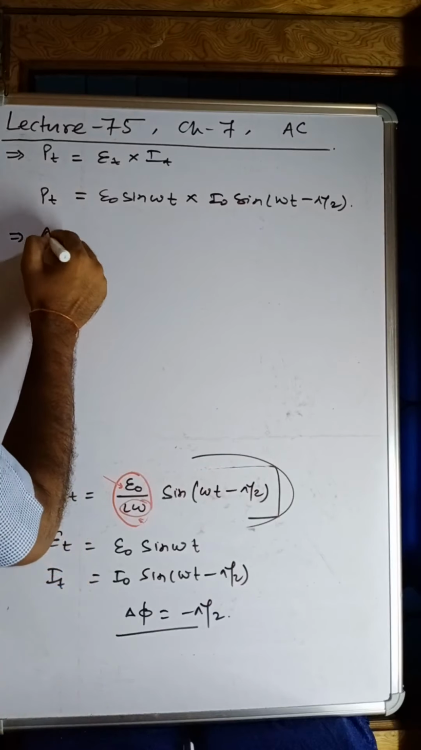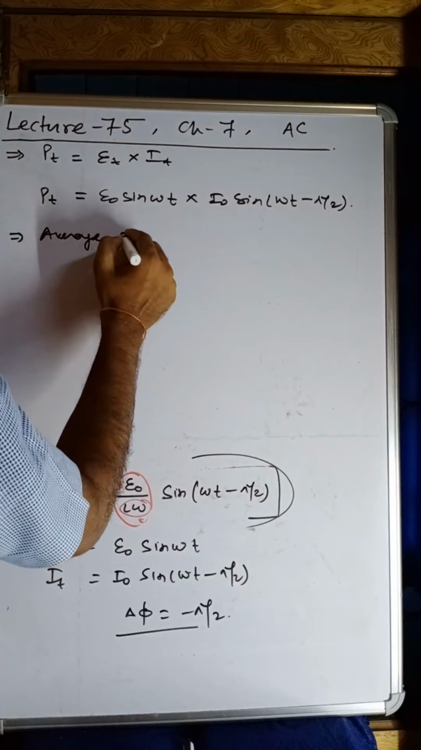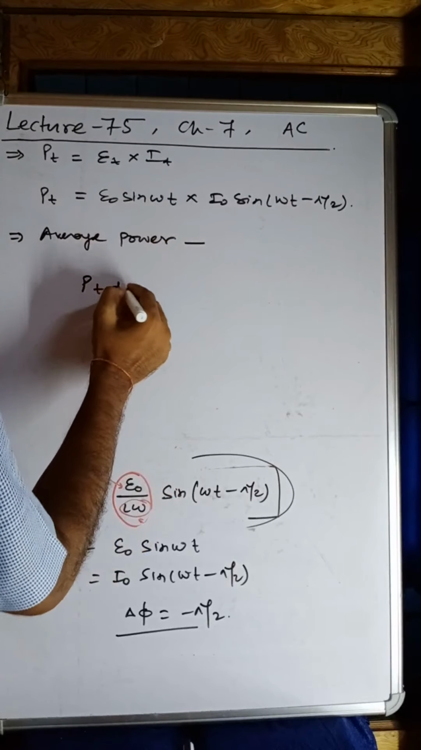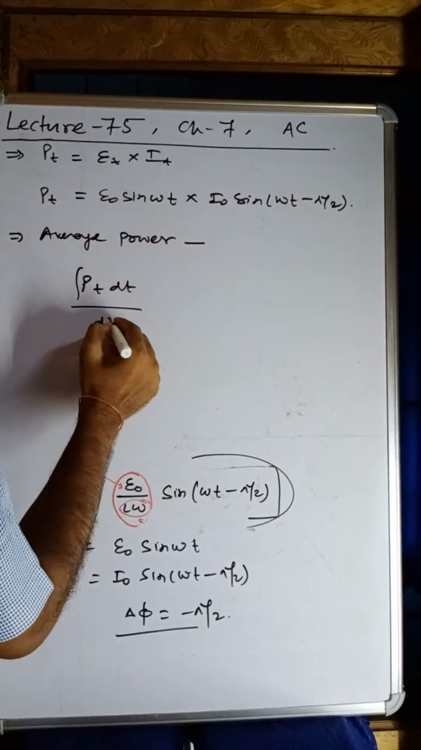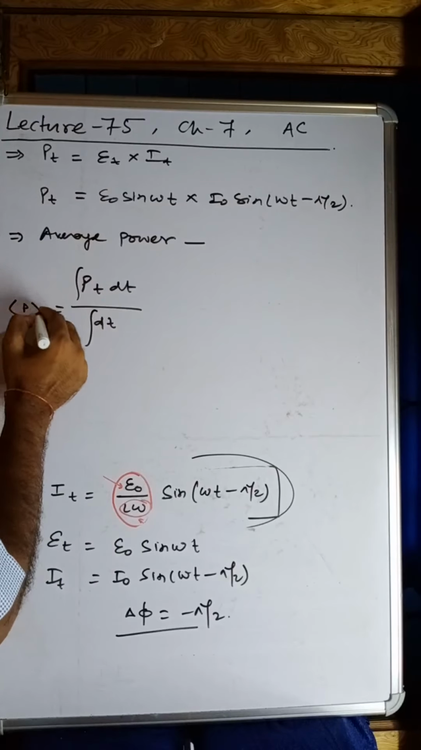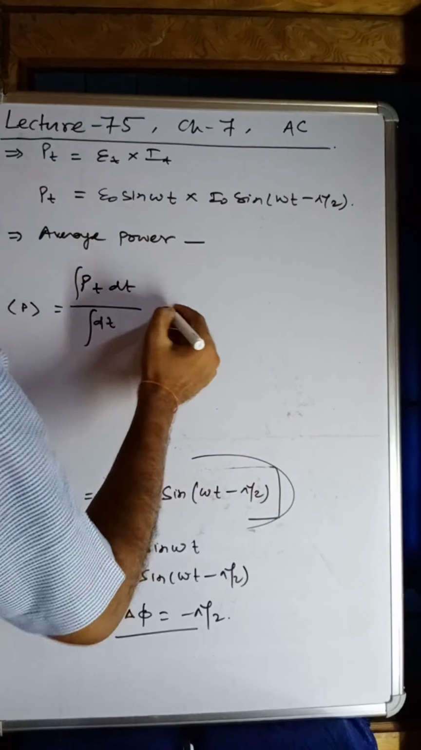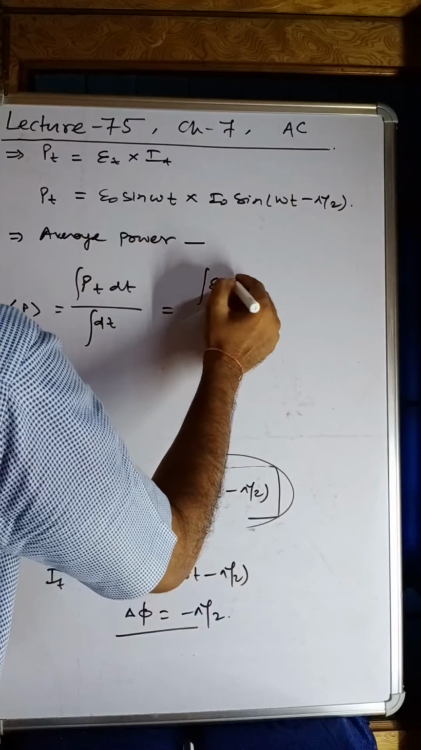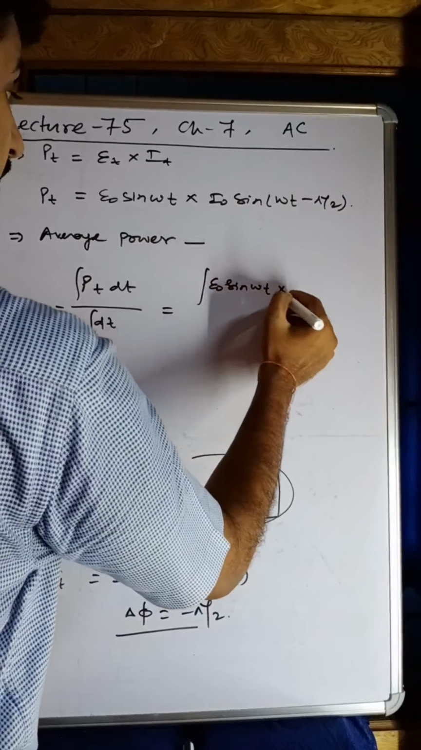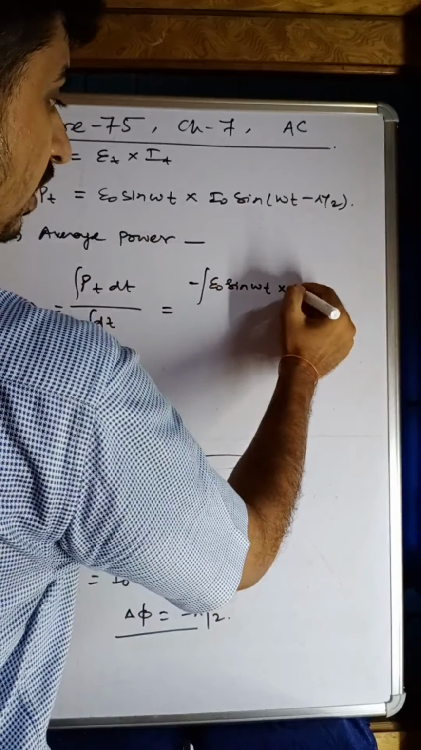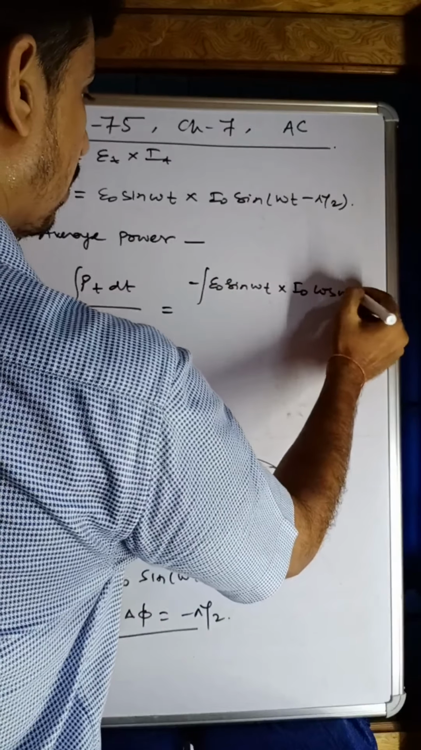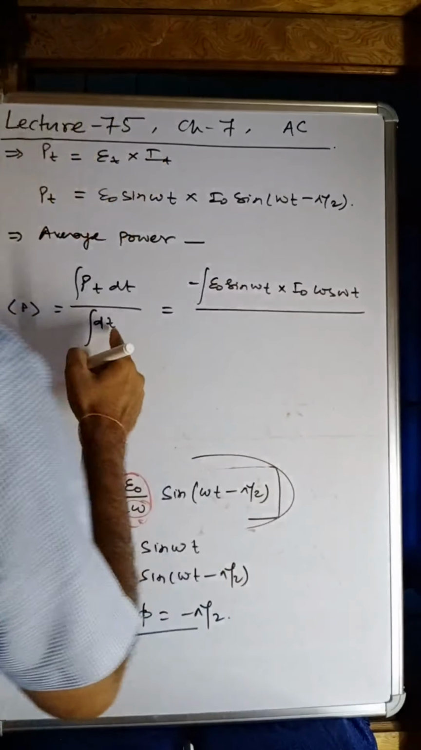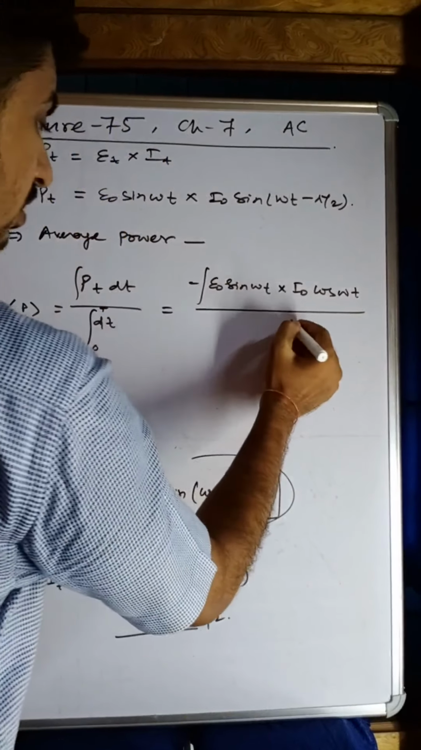So the average power we can write as the integral of PT dt over dt. Am I right? Yes. Now PT dt is E naught sin omega t times minus I naught cos omega t. Could we write that? Yes, we can write. Divided by dt for the full cycle, it will be T.